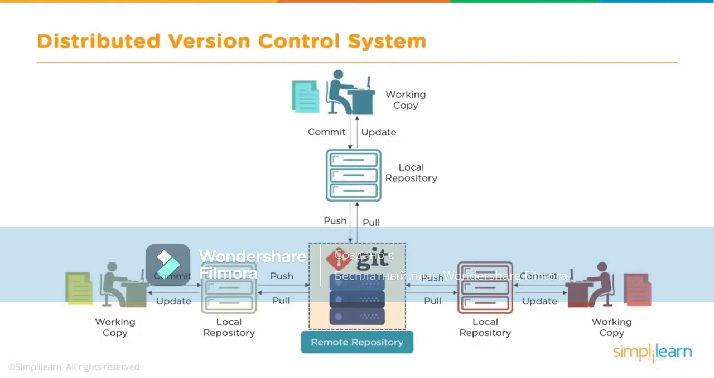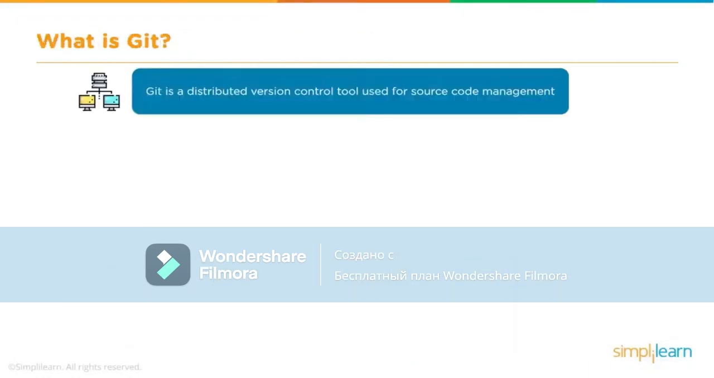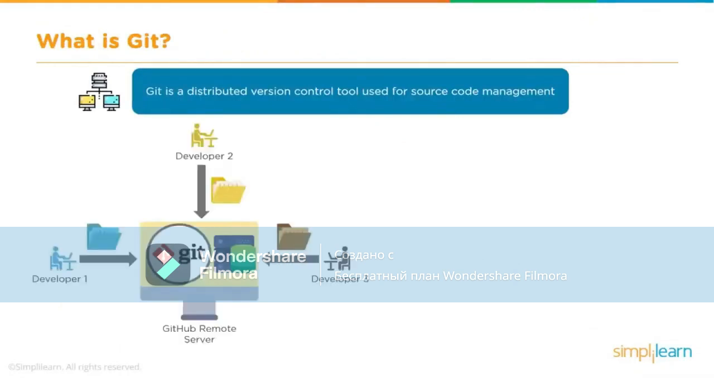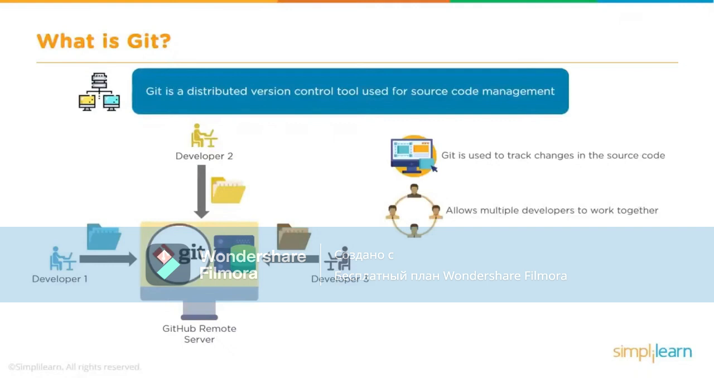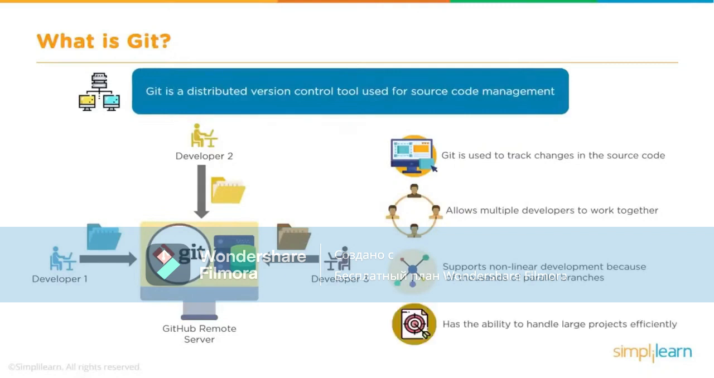So what is Git? Git is a distributed version control tool used for source code management. GitHub is the remote server for that source code management, and your development team can connect their Git client to that remote hub server. Git is used to track the changes of the source code and allows large teams to work simultaneously with each other. It supports non-linear development because of thousands of parallel branches, and has the ability to handle large projects efficiently.